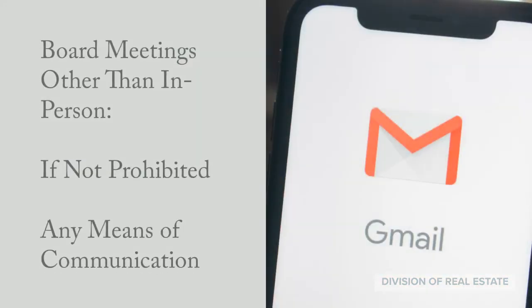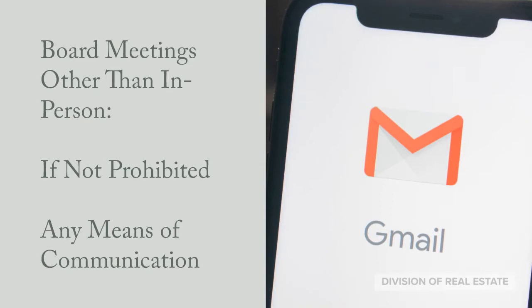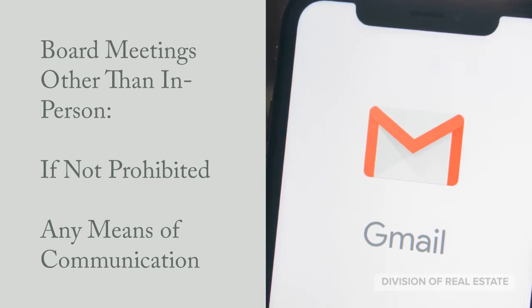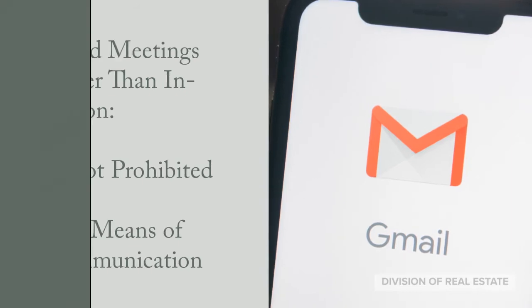Also, unless otherwise provided in the bylaws, the Board of Directors may permit any director to participate in a regular or special meeting by, or conduct the meeting through the use of, any means of communication by which all directors participating may hear each other during the meeting. A director participating in a meeting by this means is deemed to be present in person at the meeting.